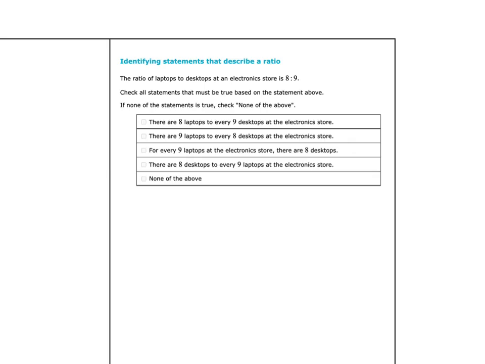Okay, here you go. It says, identify the statements that describe a ratio. The ratio of laptops to desktops in an electronics store is 8 to 9. And that looks like something we had before, right? Okay. Check all the statements that must be true based on the statement above. If none of the statements is true, then check none of the above. So what that means is you have to read each one of them, and I tell you right now that sometimes there's more than one that's correct.